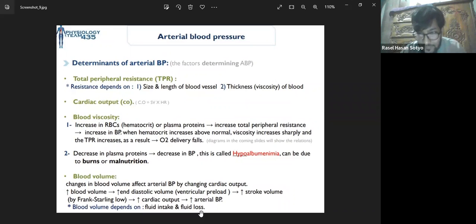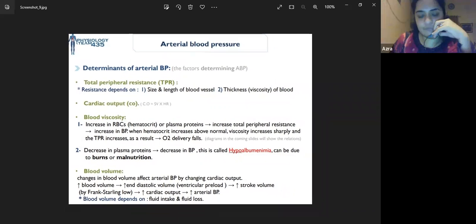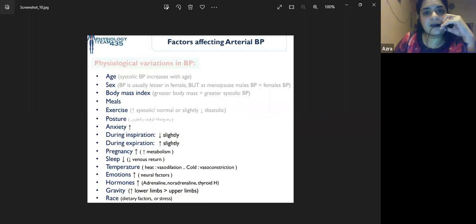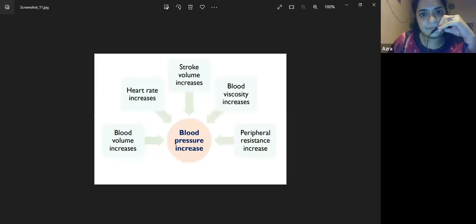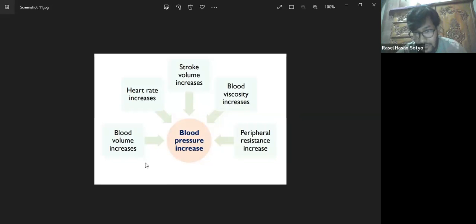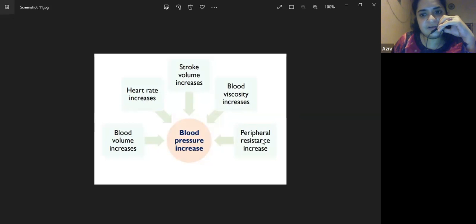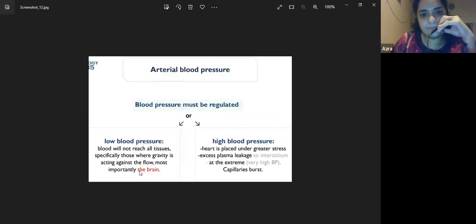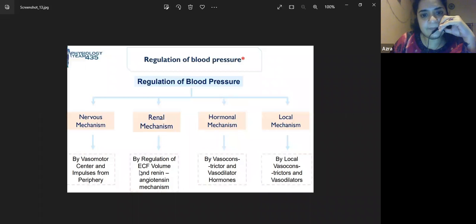Okay. Now, we will start from here in the next class, not tomorrow. Physiology factors: this is blood pressure, the signs when blood pressure is increased, heart rate, stroke volume, blood viscosity, peripheral resistance, blood volume, and regulation of blood pressure.